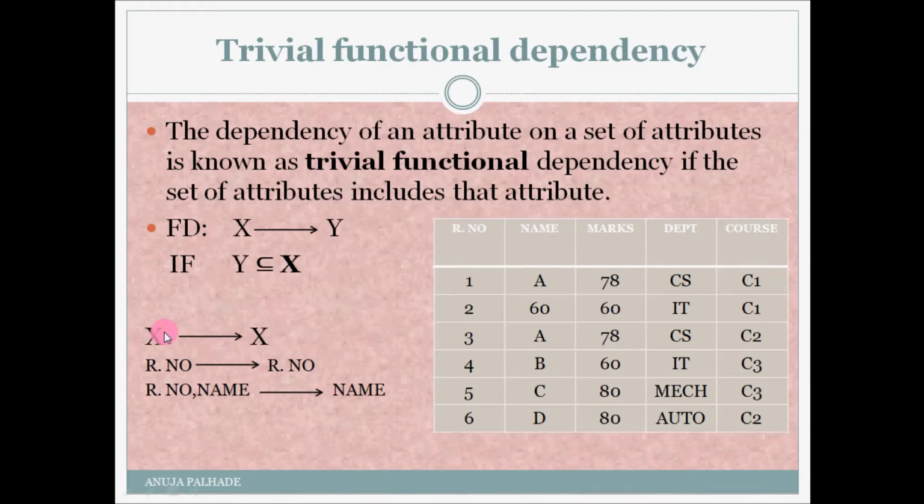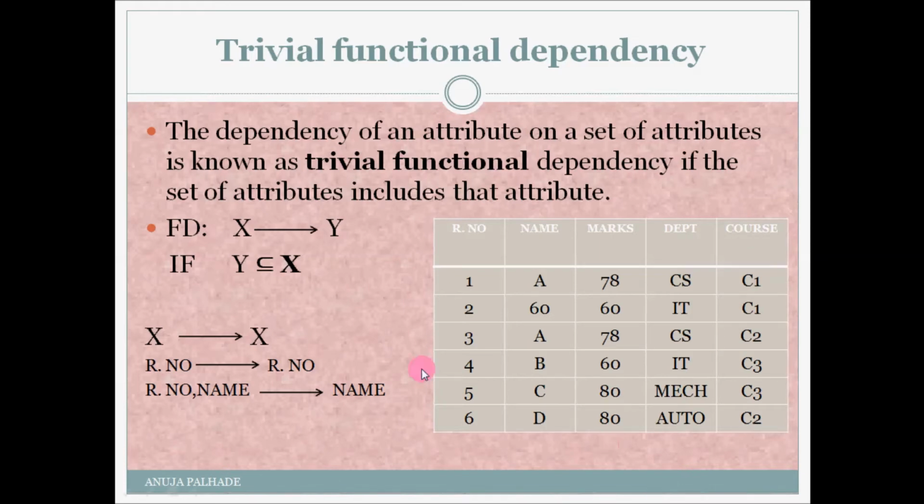If I say X determines X, suppose roll number is X, then roll number determines roll number. If I ask who is roll number 2, roll number 2 is roll number 2. If I ask who is roll number 4, roll number 4 is roll number 4, meaning everything determines itself. In this relation there are five trivial functional dependencies: roll number determines roll number, name determines name, marks determines marks, department determines department, course determines course. Itself determining itself is nothing but the trivial functional dependency.